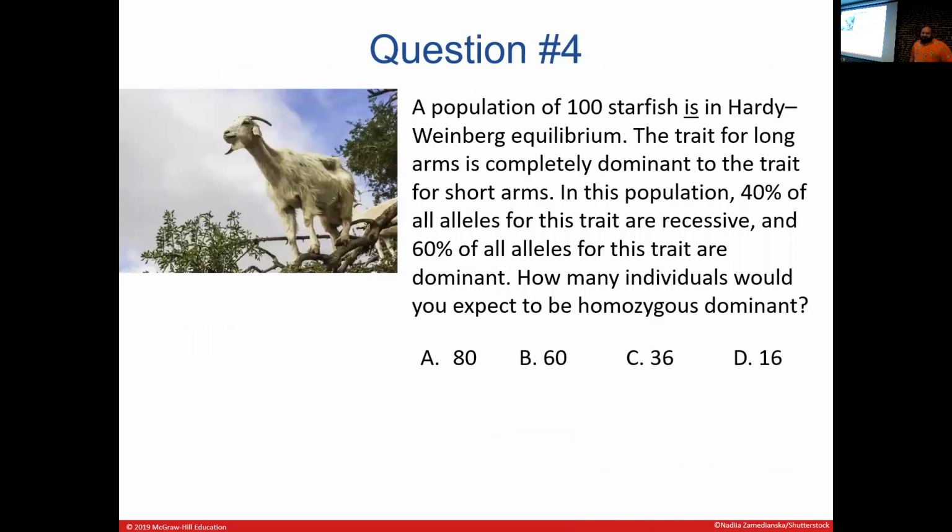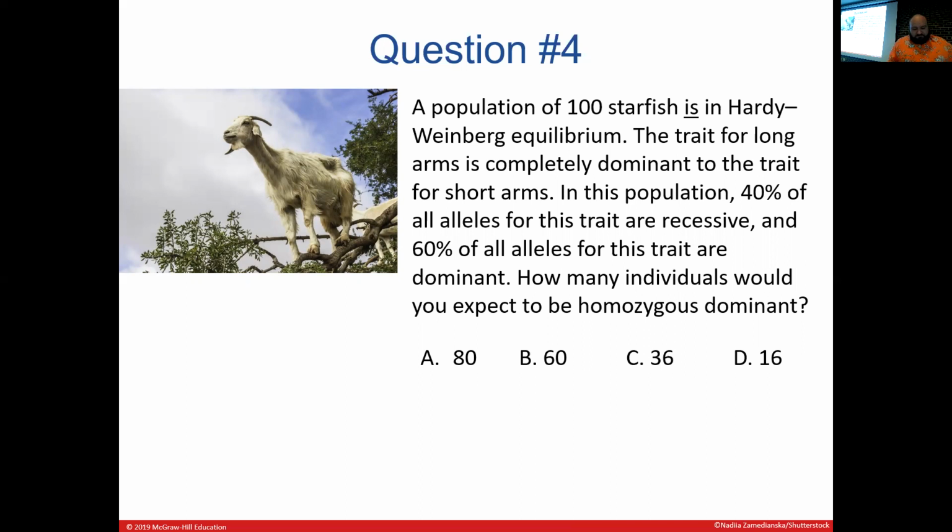Here's another example. A population of 100 starfish is in Hardy-Weinberg equilibrium. A trait for long arms is completely dominant. And in this population, 40% of all the alleles for this trait are recessive and 60% of all the alleles are dominant. How many individuals would you expect to be homozygous dominant?